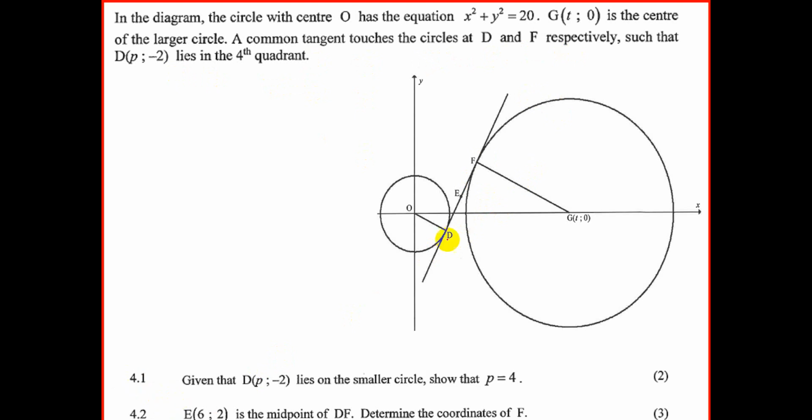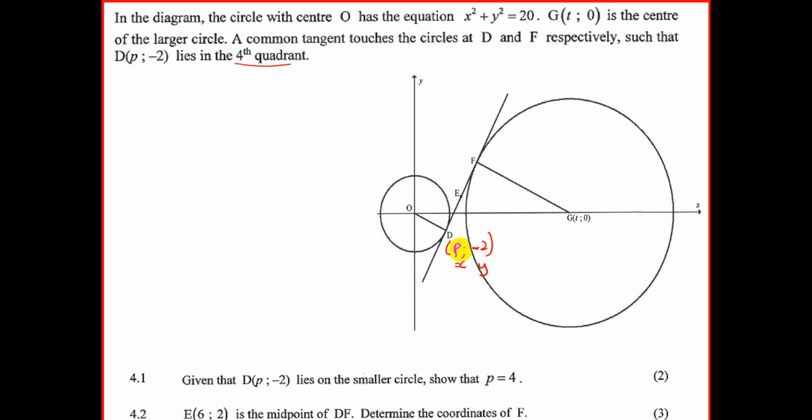Let's start with that. They give us the coordinates of D to be a point P, minus 2, which represents your X and Y. And it also tells us that it lies in the fourth quadrant. So we're going to go to 4.1. And 4.1 says, given that D(P, minus 2) lies on the smaller circle, show that P is equal to 4.